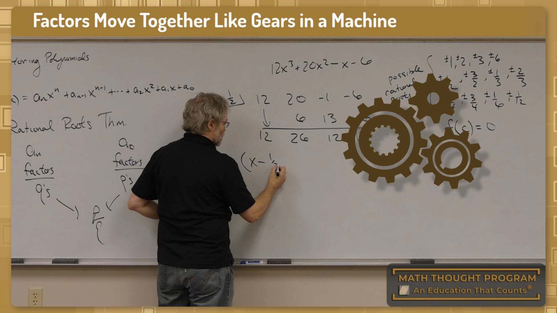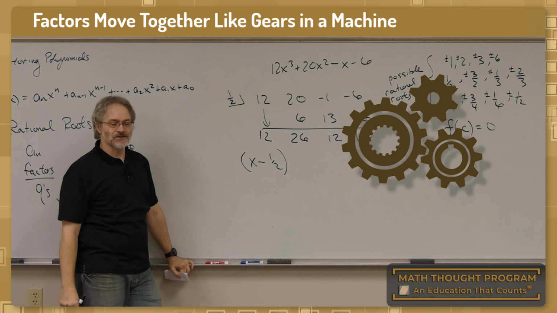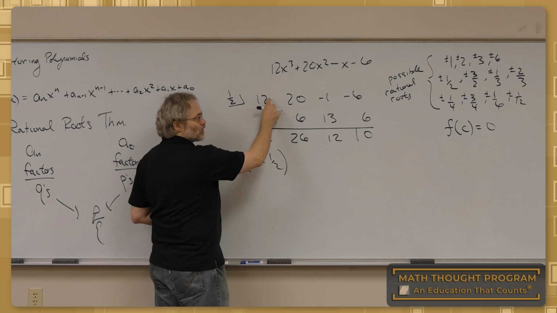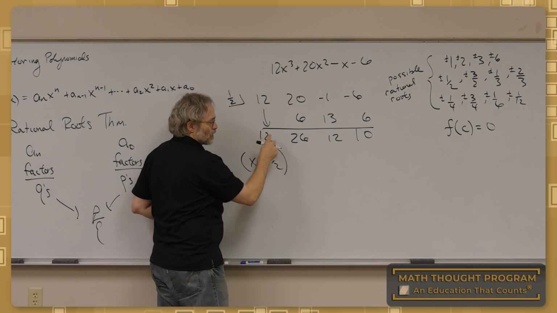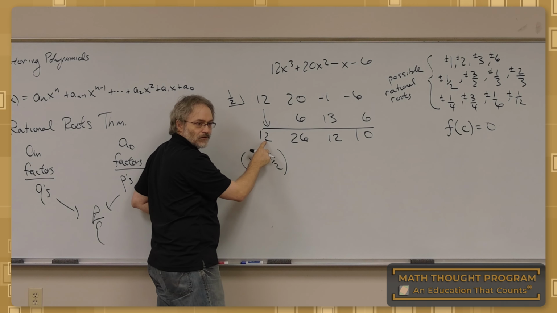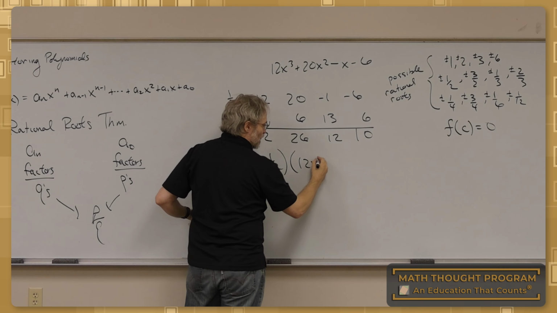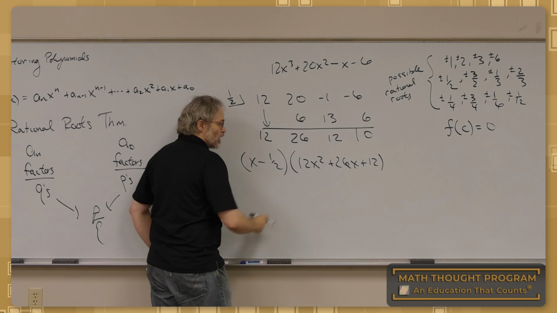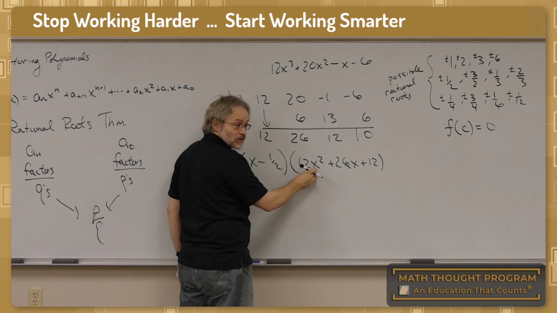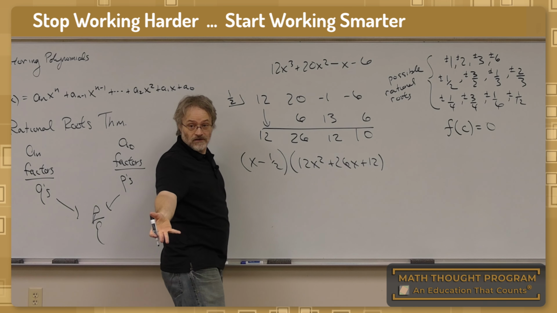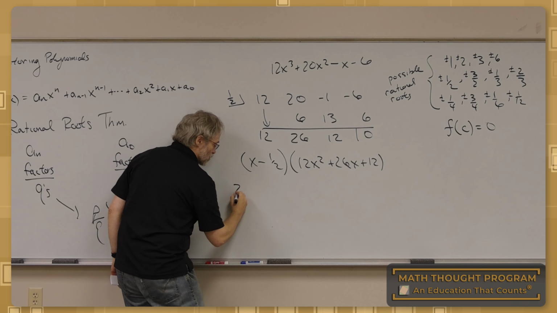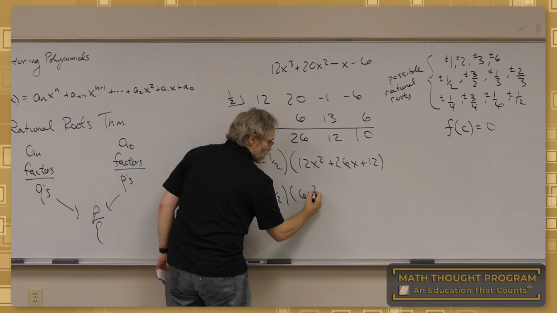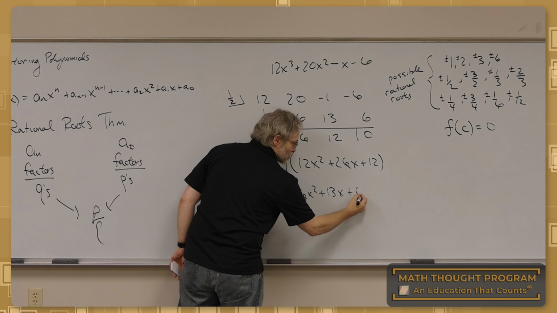X minus the root. It always factors like that. It always will. And if this is a degree 3, I just generated a degree 2 polynomial. So now we're left with 12x squared, 26x plus 12. And I do see a common term amongst all 3 of these. 2, factor it out, maybe put in front. So we have 6x squared, 13x plus 6.